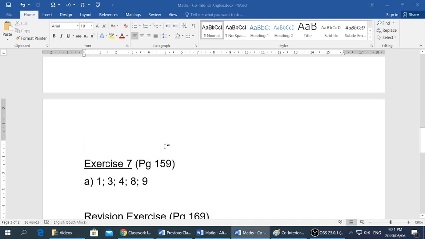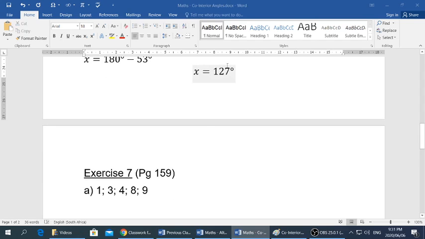Okay, for homework, I want you to do exercise 7. Let me quickly fix this. So exercise 7, number 1, number 3, number 4, number 8, number 9. Again, these are all co-interior angles. And remember, they don't just equal each other. They must be added to 180, and then you find out what it equals. So don't do them like you did the previous ones where you just made them equal, or they'll all be wrong. Remember, they add up to 180.